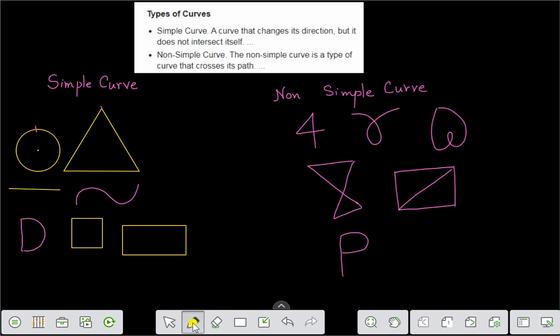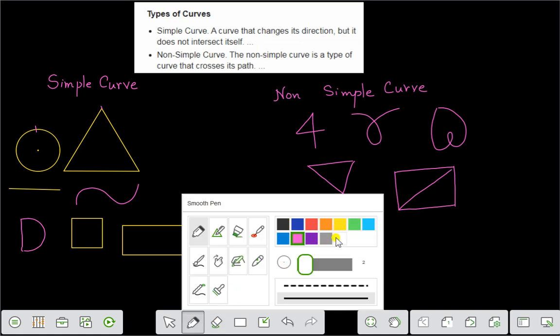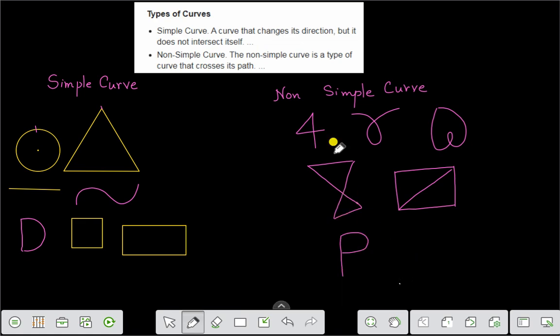Then here you see that this one crosses here. When you make this curve, it crosses at this point, right? Or you see, it crosses at this point. Or at this point. Then these are non-simple curves. Here you see, this curve crosses at this point. These are non-simple curves. Or it crosses at this point, or at this point. That means these are non-simple curves and these are simple curves.